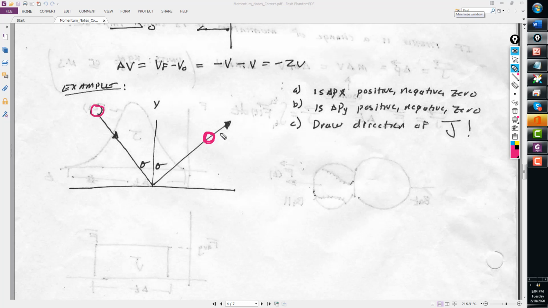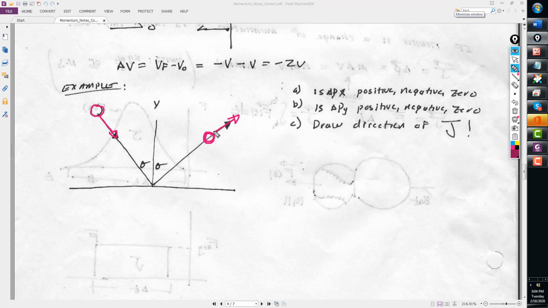Well, this is a collision. Is momentum conserved? No. Why? How do you know momentum's not conserved? Because the velocity vector changed direction. You see this? The velocity vector changed. So right there, the mass didn't change. If the velocity changed, the momentum changed, period. Okay, so was there a change in the x momentum? Well, let's look at the y, then the x.